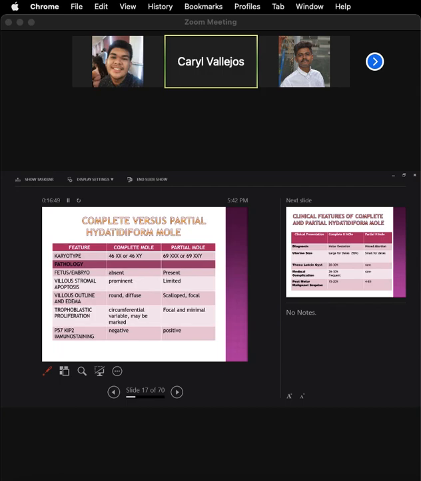So going back again to the pathophysiology of the formation of your complete hydatidiform mole, we say that in complete mole, it is a paternal chromosome. However, in your partial mole, there is a maternal chromosome that is being involved. So that is why it is negative in complete hydatidiform mole and positive in partial mole. Because as we have said, P57 KIP2 is paternally derived but maternally expressed.